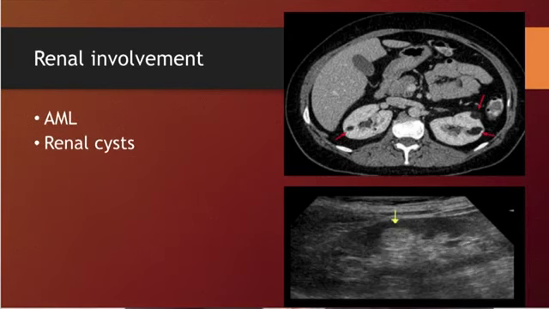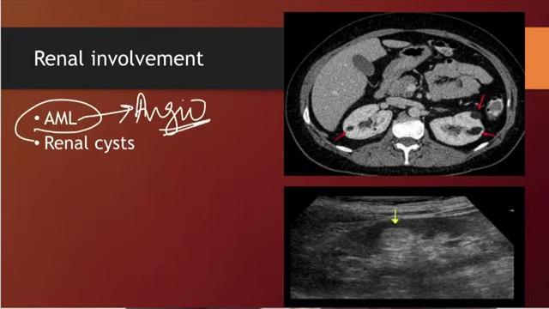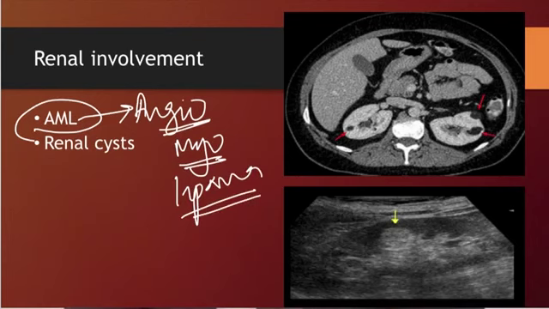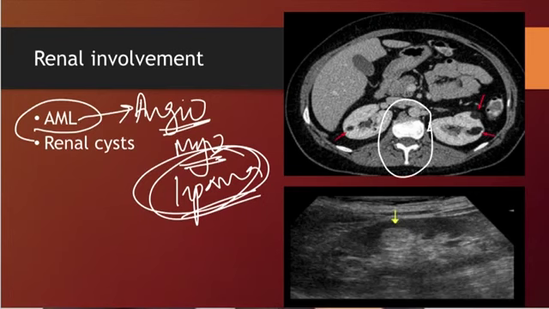Moving on to the renal involvement. First is AML, which is angio, that represents blood vessels, myo, which represents the muscular component, lipoma, which constitutes the fatty component, and this is what gives it the characteristic imaging feature which is described here in the CT. Now again, how do we know this is a CT? We look at the bone. So vertebra here is white, as we have discussed, bone is white in CT. So this is a CT image of the abdomen.